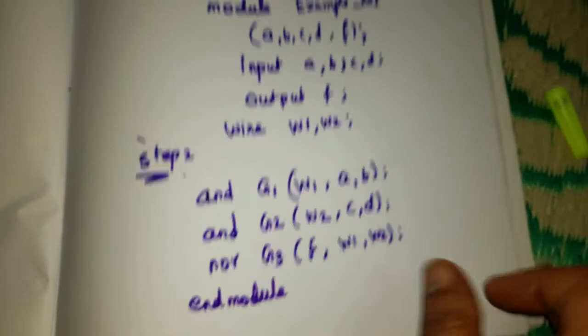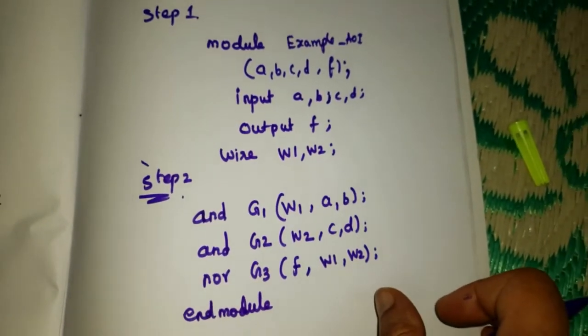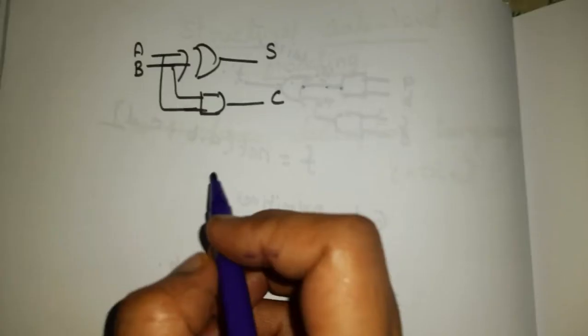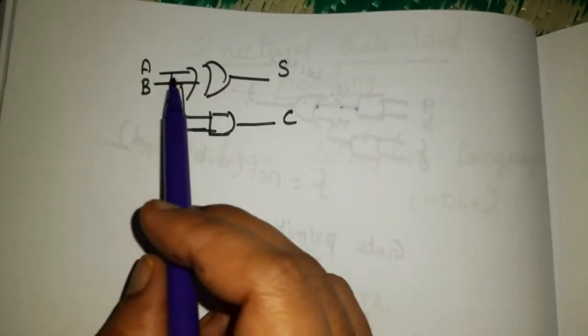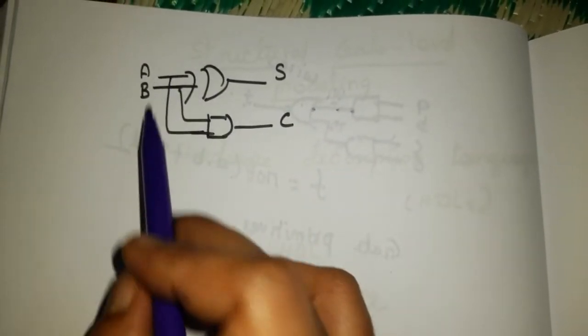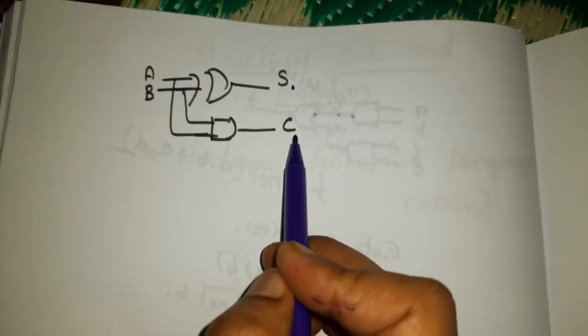So this is the program for this 4 input AND OR circuit. Next, another example. So this is a half adder circuit. A and B are the input. This is sum and this is carry.